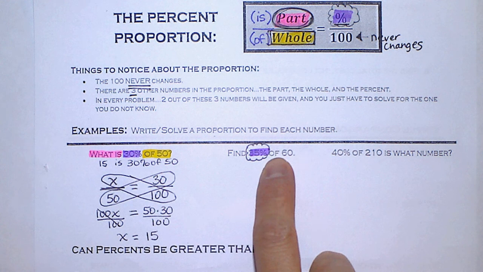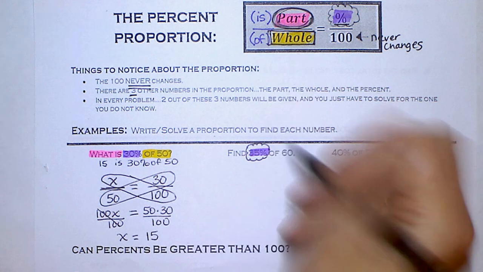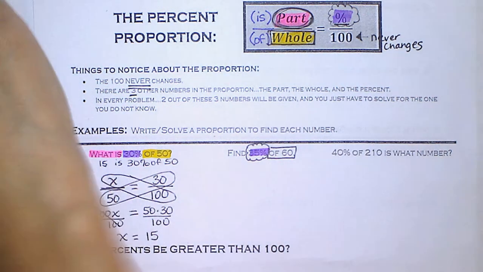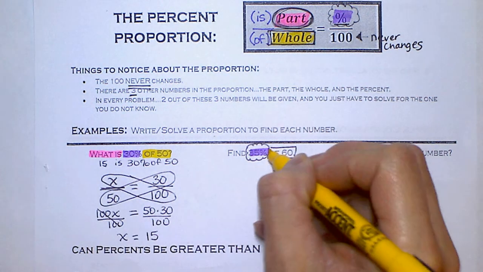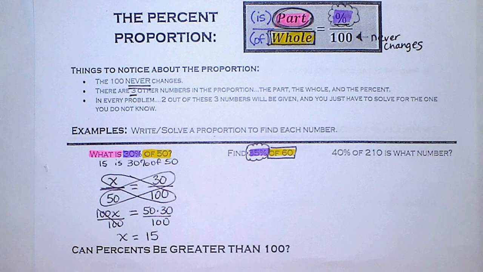Now notice the word of and 60. So of has to do with the whole. So if you don't have a highlighter, just put a rectangle around. And if you do have a highlighter, then I would highlight it yellow so that it matches our setup up here. Now, keep in mind that 100 never changes.